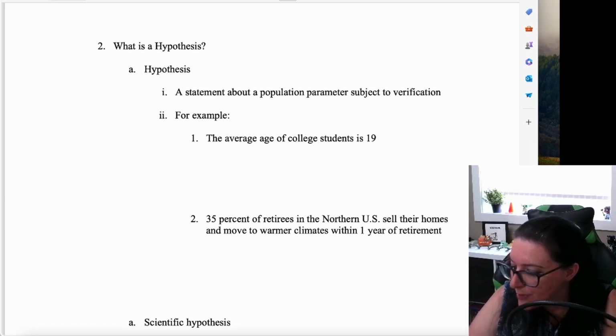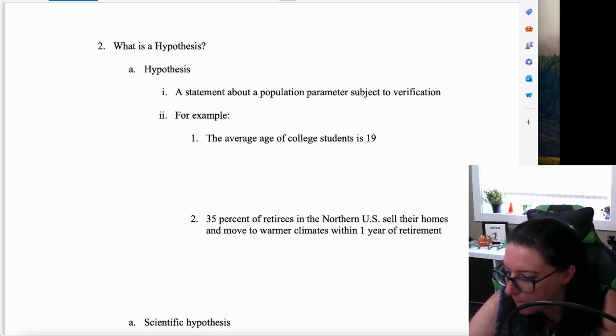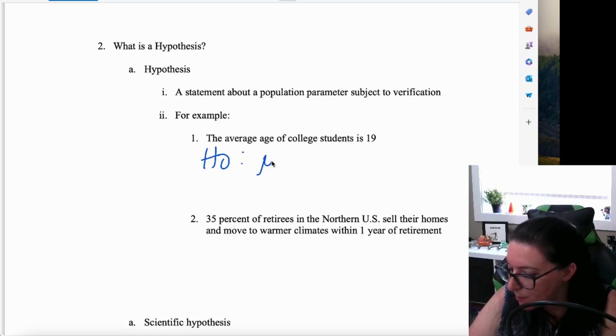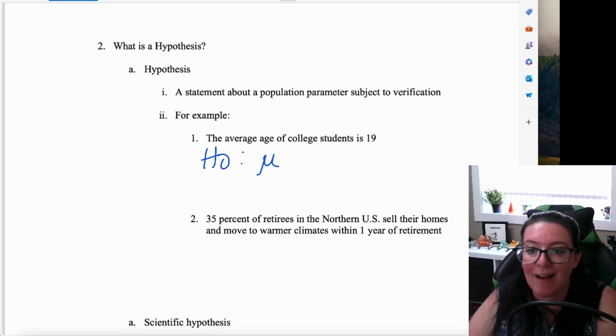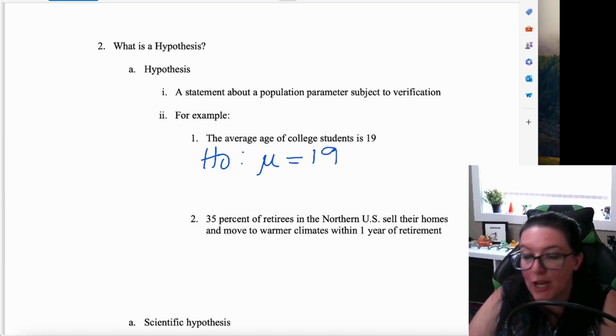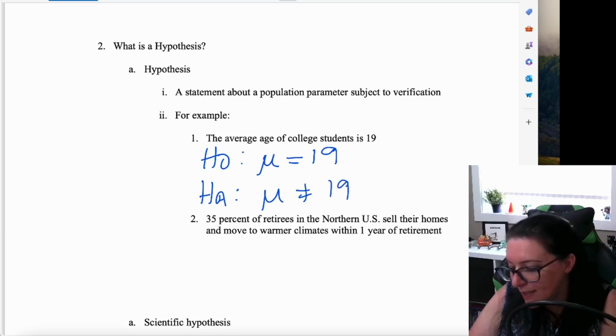So what we would do is create a null hypothesis. And inside that hypothesis, we're looking at what is the population parameter. So here it is mu. We're looking at the average. And here we're saying the null hypothesis is that the average age is 19. And the alternative then is everything else, which is not 19.